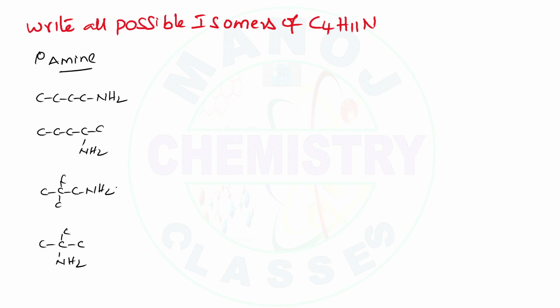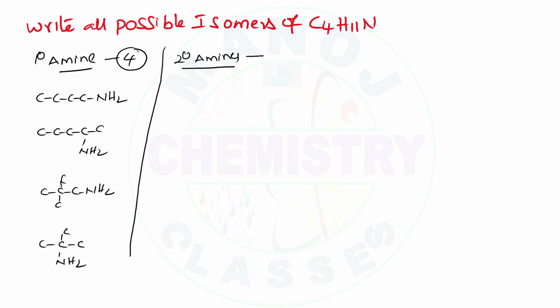So there are 4 possible primary amines. How many possible primary amines are there? 4 possible primary amines. Whereas coming to the secondary amines, there are 3 possible secondary amines. So next one is secondary amines. How many possible secondary amines are there? 3 possible secondary amines are there.